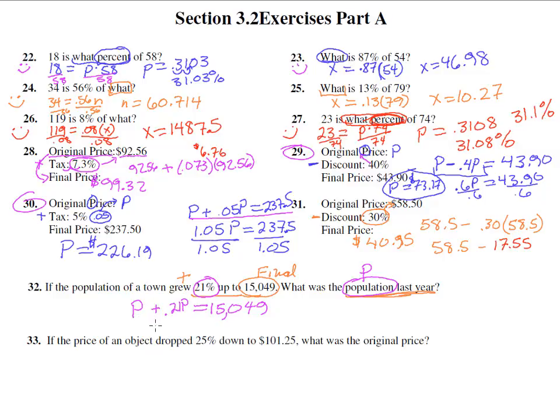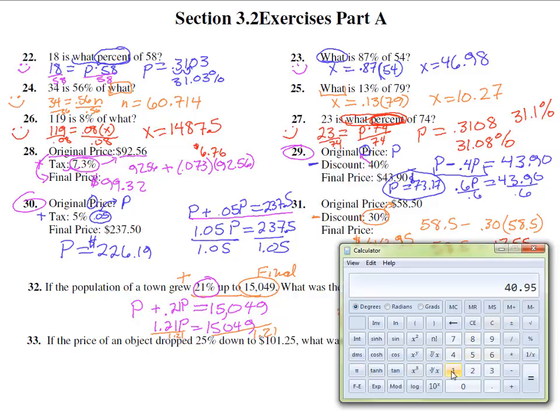So can we add these? Yeah, that's 1.21p equals 15,049. And yes, we can solve this. We know how to do that. Get the p by itself by dividing by 1.21. Divide by 1.21. And we get that p equals, calculator please, 15049 divided by 1.21 equals, and so we get that the p equals 12,437.19.